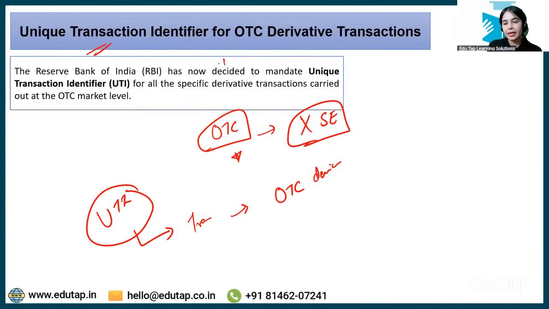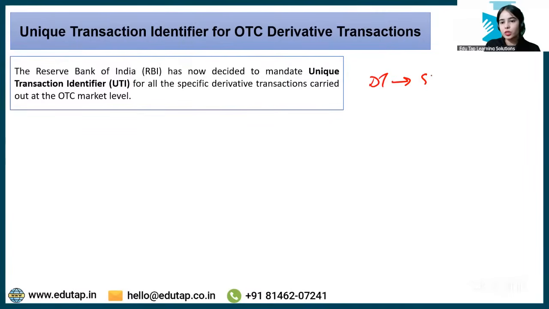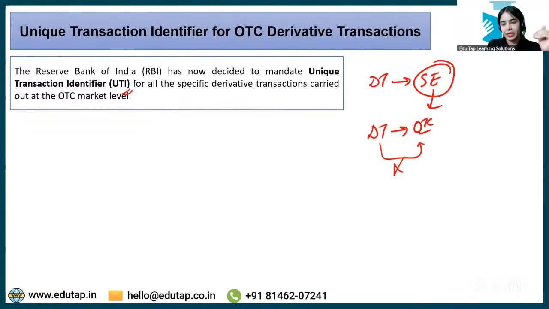Reserve Bank of India has now decided to mandate unique transaction identifier for all derivative transactions that are happening over the counter. That means they are not happening through the stock exchange. See, if a derivative transaction is happening through the stock exchange, the records are being maintained in the stock exchange. But if the derivative transactions are happening over the counter, that is through some electronic trading platform, through personal basis, that means there is no proper transparency that is maintained, or there might be some lack of transparency. Okay, so that's why UTI has been mandated.